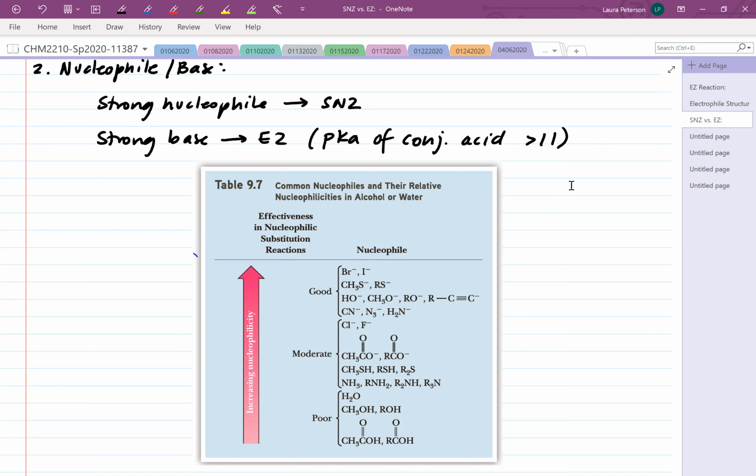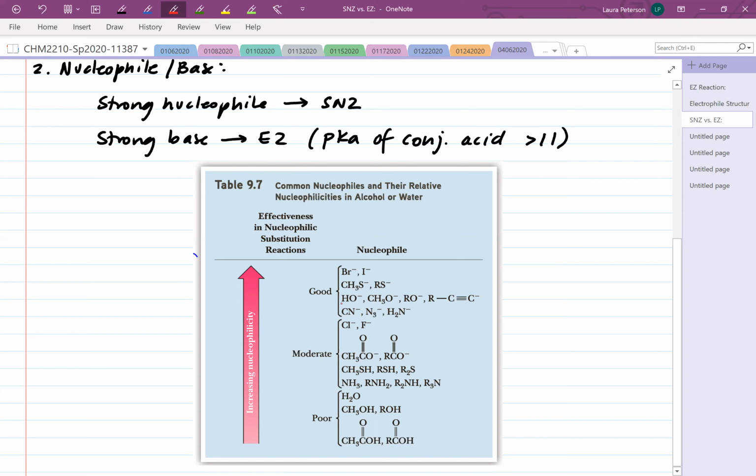Okay, so let's think about, first, the OH-based nucleophiles and bases. Remember that water and alcohols have a pKa roughly 15. That's greater than 11. So that means the conjugate bases of water and the alcohols would be considered strong bases for this purpose.